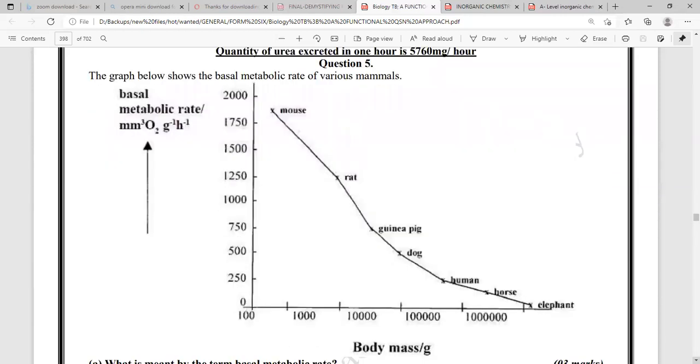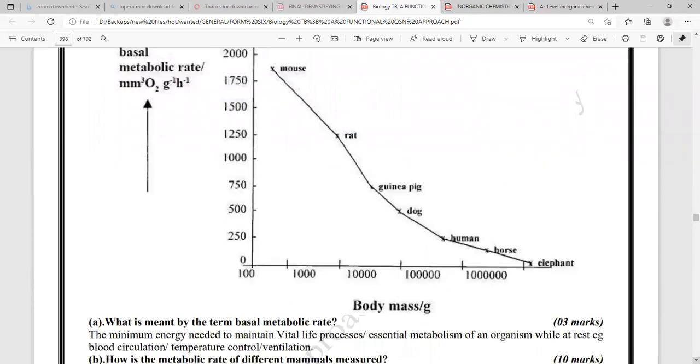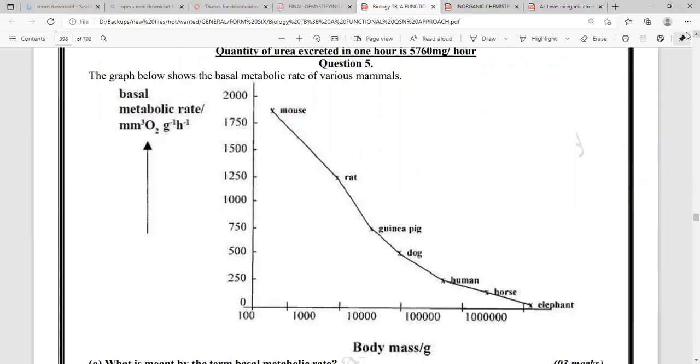And so on. I'm going to record another video which talks about some of the temperature regulation questions like this one. It will be beginning from this that shows the basal metabolic rate of various mammals.